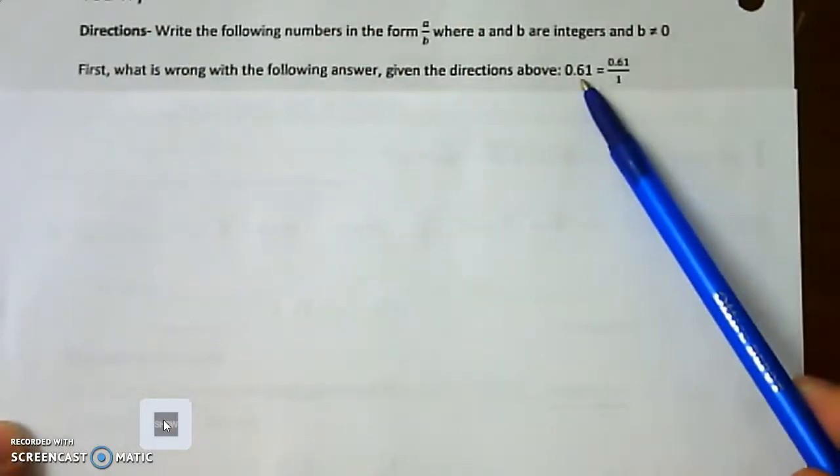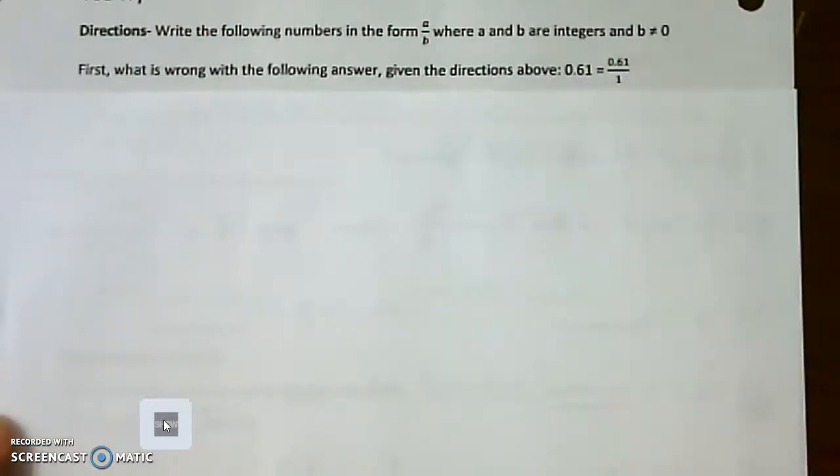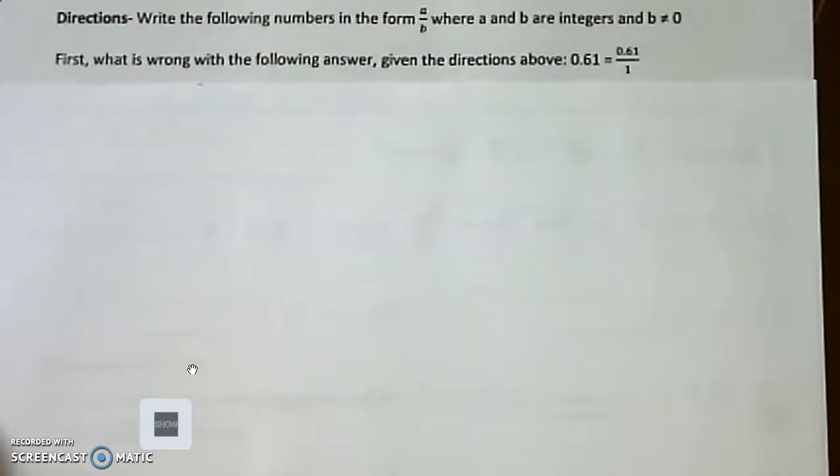that's a mistake. Okay, if I was asked to write in the form A over B, a lot of people will do that with a decimal. A little hard to see, but it says 0.61 over 1. Why is that a mistake? It's a fraction. I wrote it as a fraction.